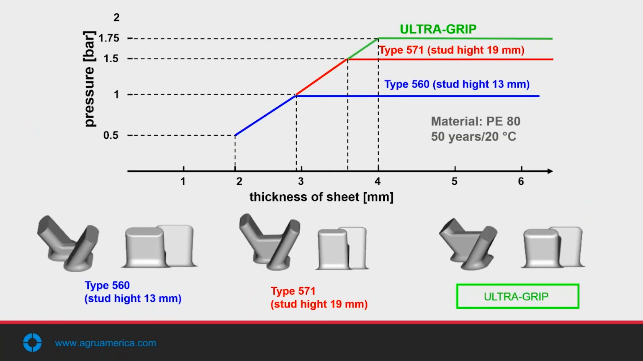Here's a graph that shows the three different stud types or anchor types. Type 560 was the original Sure-Grip design. Type 571 was a little higher anchor design. This can be very useful in areas where we are flowing grout in a hose lining process or in a floor lining process potentially.